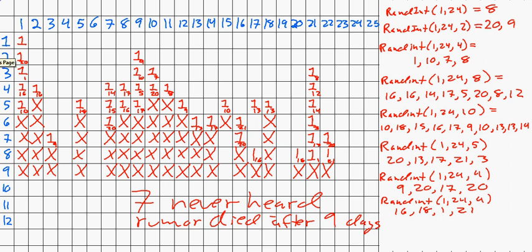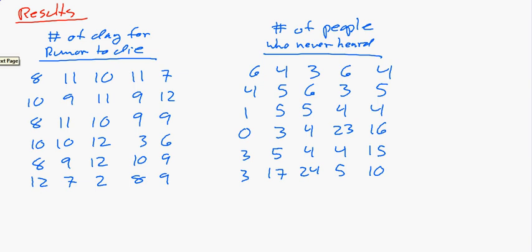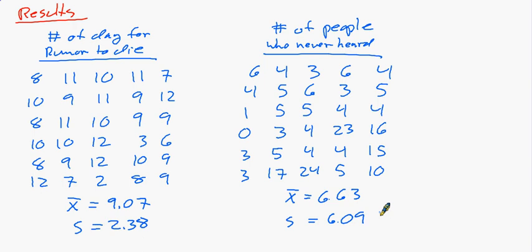I ran the program a bunch of times, and here are my results. So, let's see, 5 by 6. I ran it 30 times, and here are the number of days it took for the rumor to die. And here's the number of people who never heard. And of course, we can find some statistics on these. So it seems it takes an average of about 9 days for the rumor to die. And on average, 6 or 7 people will end up not knowing.